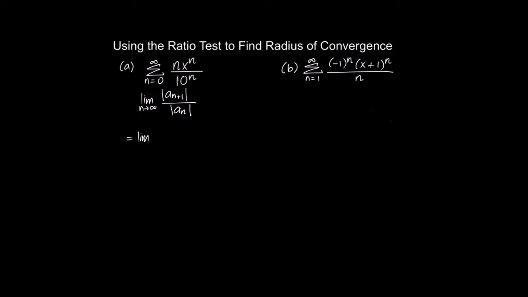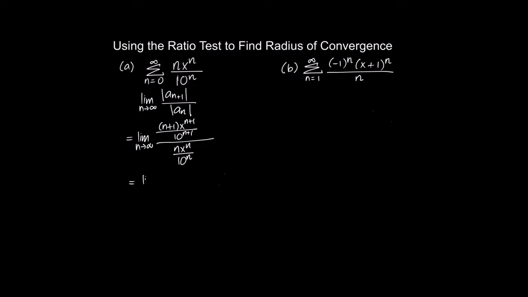So we have the limit as n approaches infinity. Anytime we see an n, we will replace it with n plus 1. So we have n plus 1 times x to the n plus 1 over 10 to the n plus 1, all over, and then in the denominator, we're going to replace n with n. So we're just writing what we see in the original expression.